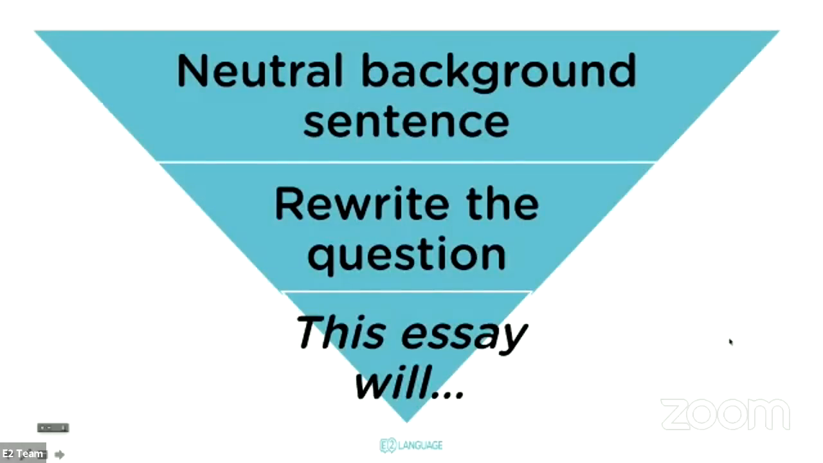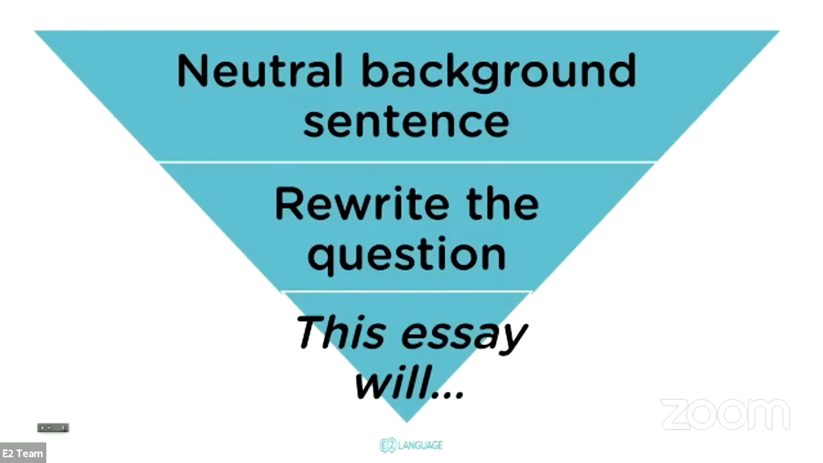So last week we looked at how to write a 3-sentence introduction that fits every single question prompt. You write a neutral background sentence. That is, let's say the question prompt's about artificial intelligence. So you write a neutral, no opinion, just a background sentence about artificial intelligence. Or let's say the question prompt's about public transport. You write a neutral, no opinion, background sentence about public transport. Second sentence, you rewrite the question in your own words. And the third sentence is you write, this essay will discuss blah, blah, blah.